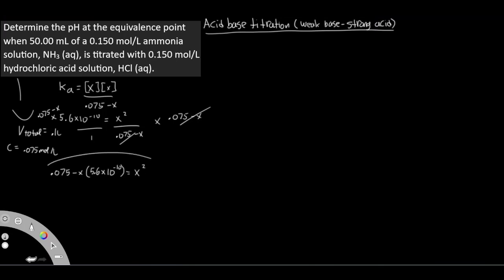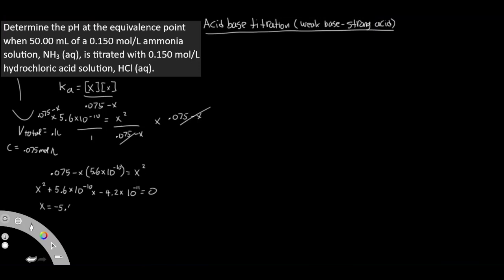So we can just continue to expand over here. What do we end up getting? We'll be putting them all on the left side, so it's easier to put it into our quadratic formula. It's up to you if you want to do that or not. So I'm going to get x squared plus 5.6 times 10 to the negative 10 x minus 4.2 times 10 to the negative 11 equaling 0. So we're just going to be putting this all into our quadratic formula.